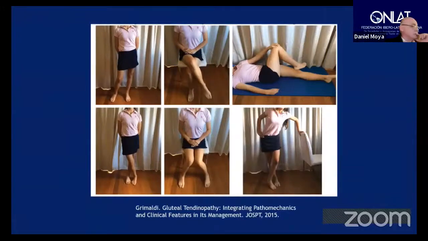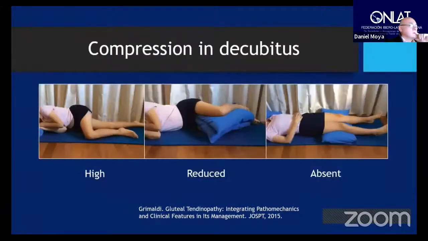Once we have a correct diagnosis, the education of the patient is very important. There are some postures that should be avoided so as not to generate overload of the greater trochanter. You can see here in these images the ones proposed by Grimaldi in his paper, and I think this is very useful to educate the patient. Even the position when sleeping can have a very important role in the compression of the area of the trochanter, and we can reduce that.